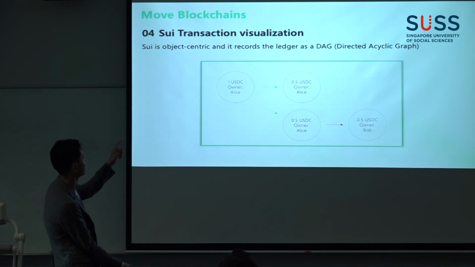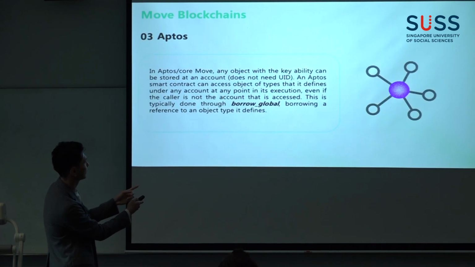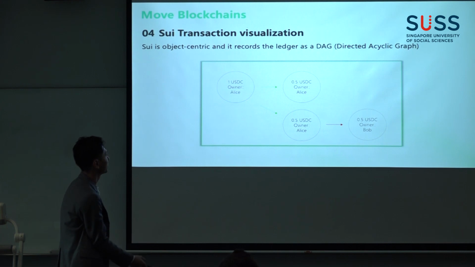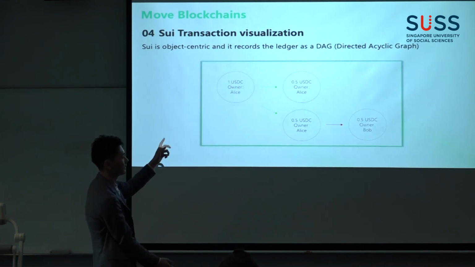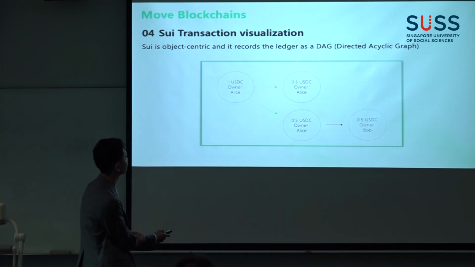And this is Sui. As we can see, it's quite different from Aptos. It basically does not look like a blockchain ledger anymore. Instead of address-centric, it is object-centric. So now we are focusing on that 1 USDC. Sui is implemented by using a structure called a directed acyclic graph, DAG. So at first, this USDC is owned by Alice.